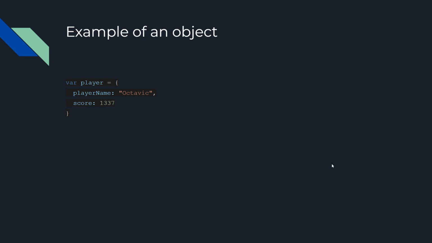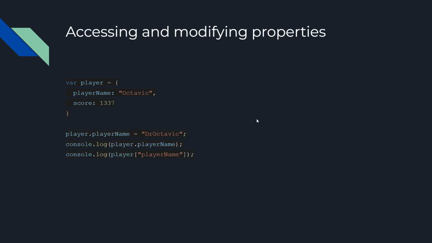In order to access and modify this, you use the dot operator to access the property of an object. So here we have the object player, and when you want to change the player name, you can just do player.playerName equals. Notice how this looks just like assigning a value to a variable, but instead of assigning it to a variable, I want to assign it to a property of an object, where the object is the player object and the property is playerName.